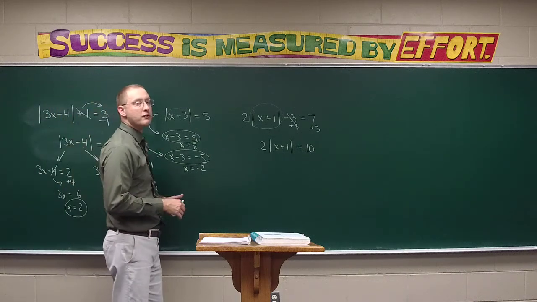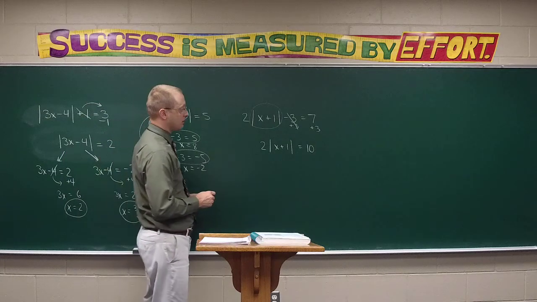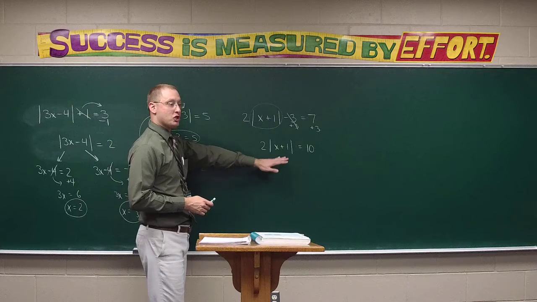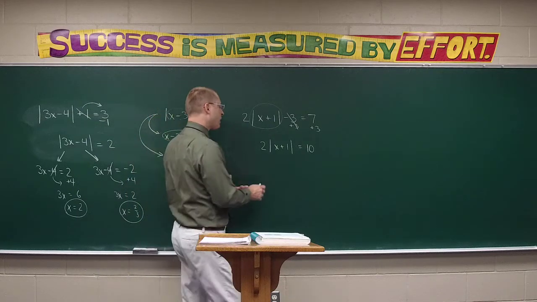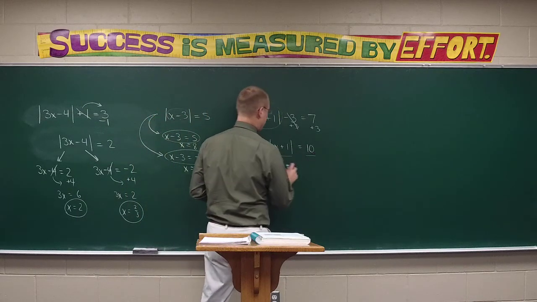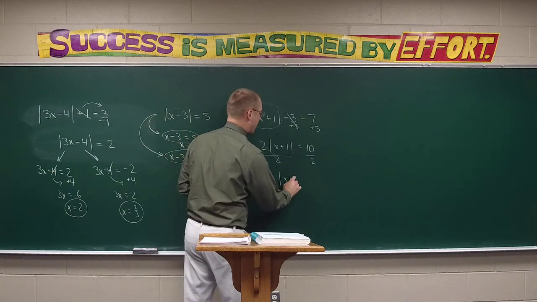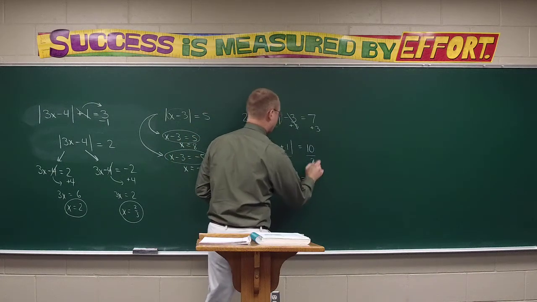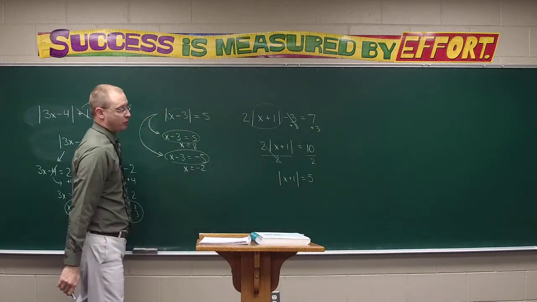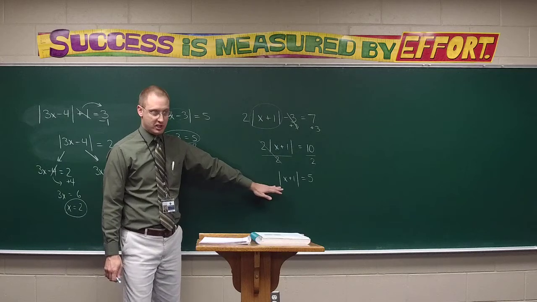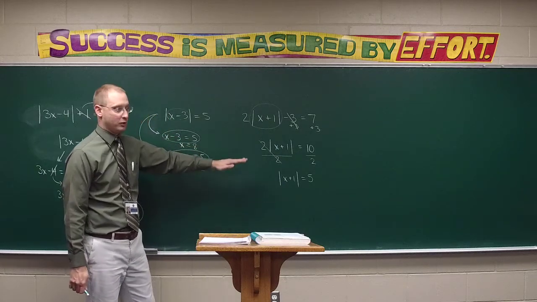How would I get rid of the 2 here? Abby? You can divide both by 2. Good, the 2 is being multiplied. We can't distribute it in, but we will still recognize it's being multiplied, which means we divide. And when we divide by 2, it's gone. And notice now the absolute value is isolated and equal to 5. Once we've done the first step, which this is all step 1, isolate the absolute value.